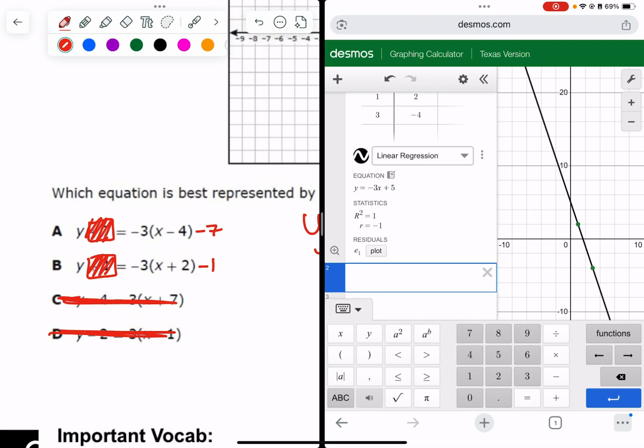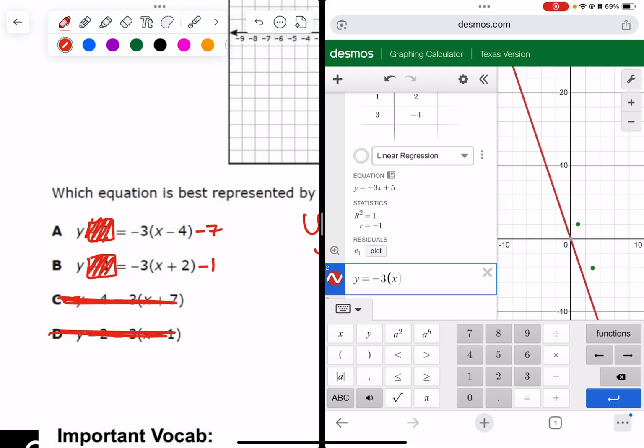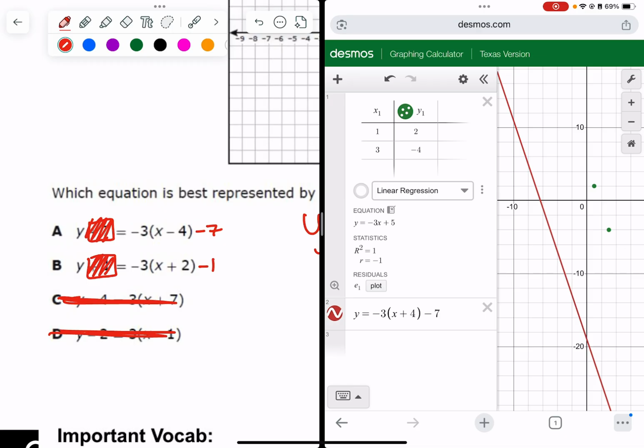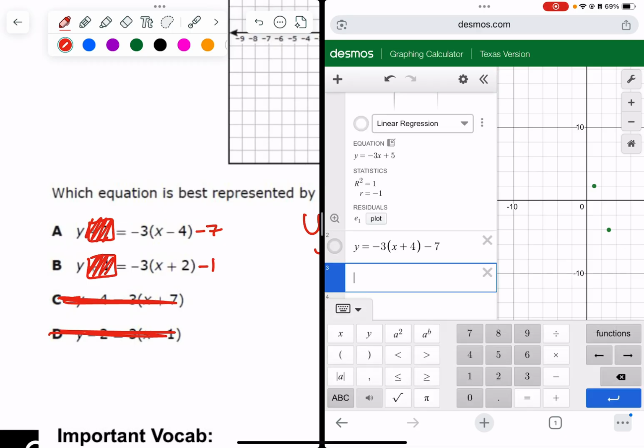But remember, the big thing is y'all are not taking the color off. So we need to take the color off first and then graph. y equals negative 3, parentheses, x plus 4, parentheses. And we are still putting minus 7. We're going to put this on there. And that does not touch my 2 points. So let's try B. y equals negative 3, parentheses, x plus 2, parentheses, minus 1.